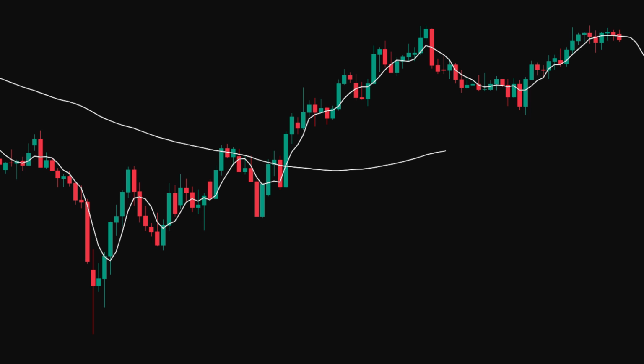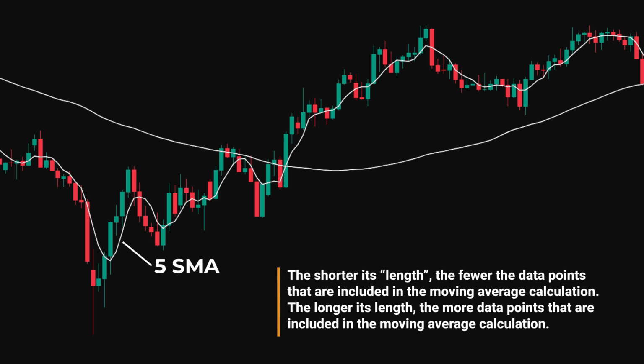The length, or the number of reporting periods included in the moving average calculation, affects how the moving average is displayed on a price chart. The shorter its length, the fewer data points that are included in the moving average calculation, which means the closer the moving average stays to the current price. The longer its length, the more data points that are included, which means the less any single price can affect the overall average.